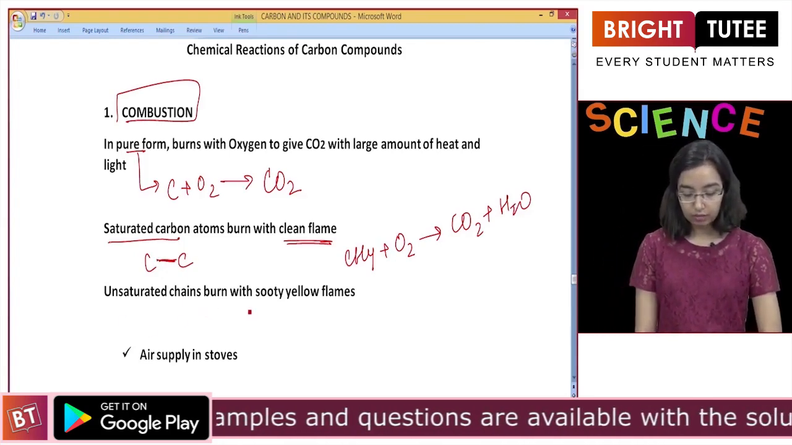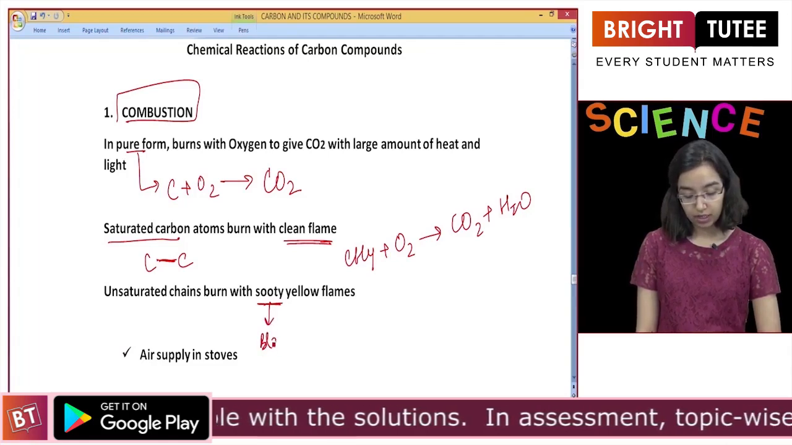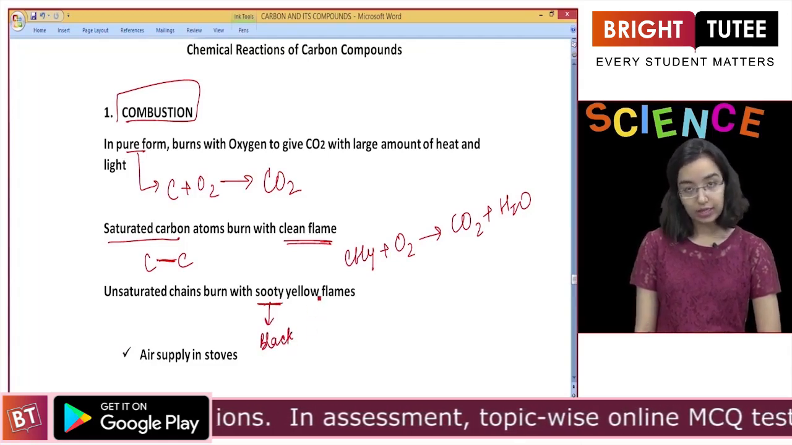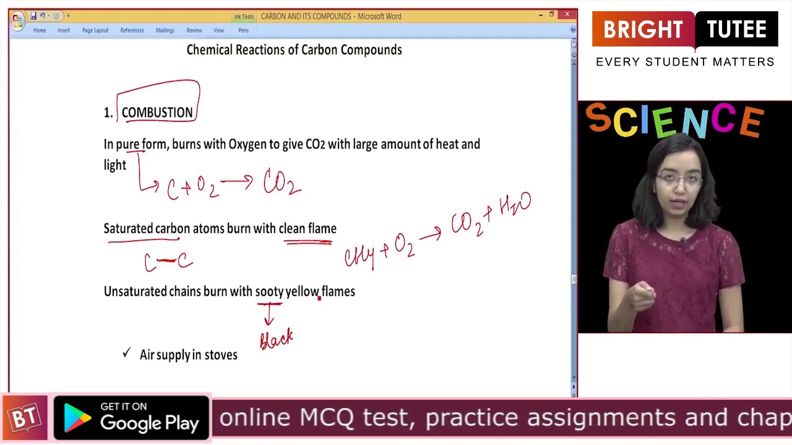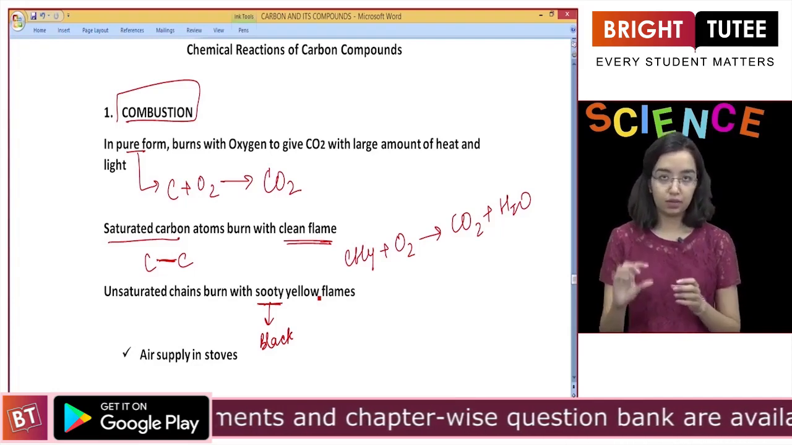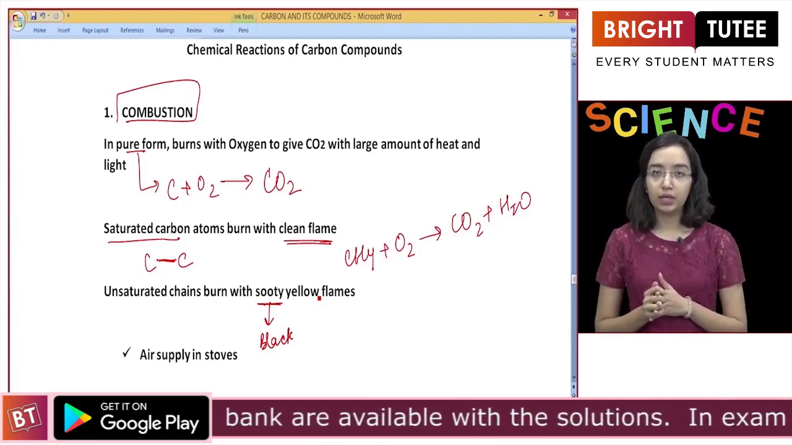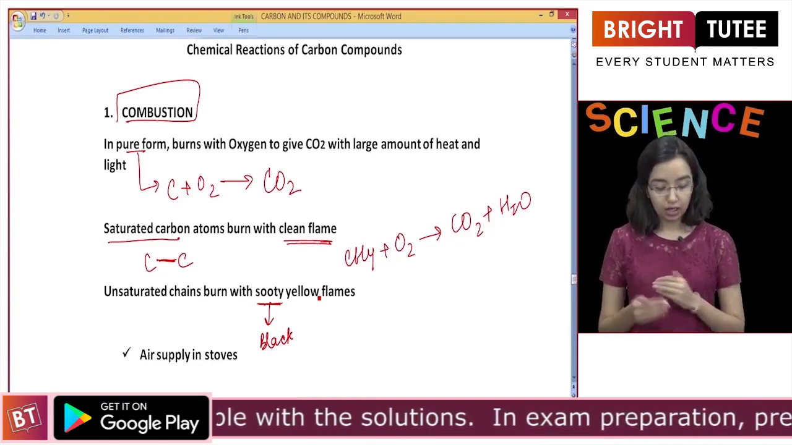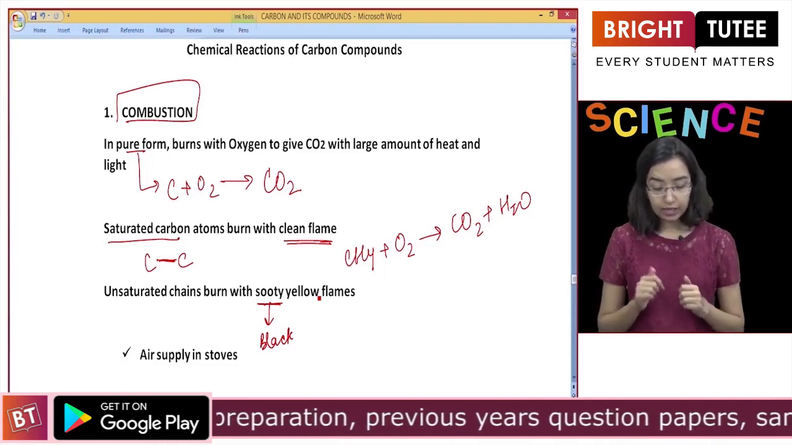Unsaturated chains of carbon atoms burn with a sooty, by sooty I mean a black deposit that happens, and yellow colored flame. This is what happens in a candle. If you put a spoon over a candle, the base of the spoon will start turning black, and as you see, the flame is yellow colored. So that implies that the burning here is of an unsaturated carbon atom chain, and this gives a sooty yellow flame.